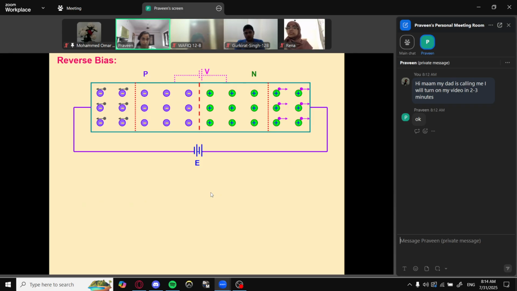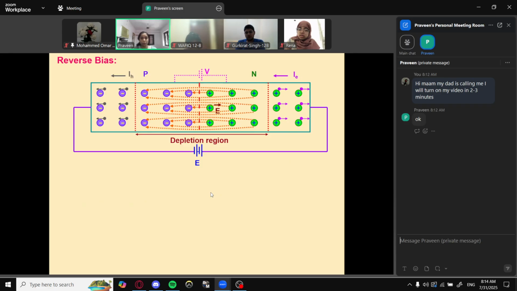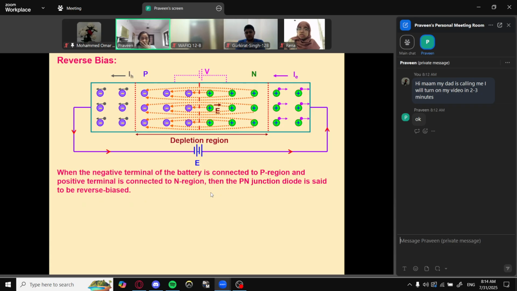If the positive terminal of the battery is connected to the n side and the negative terminal of the battery is connected to the p side, then the PN junction is said to be reverse biased. At that time, the depletion region width will be increasing. The applied voltage and the barrier potential will be in the same direction.